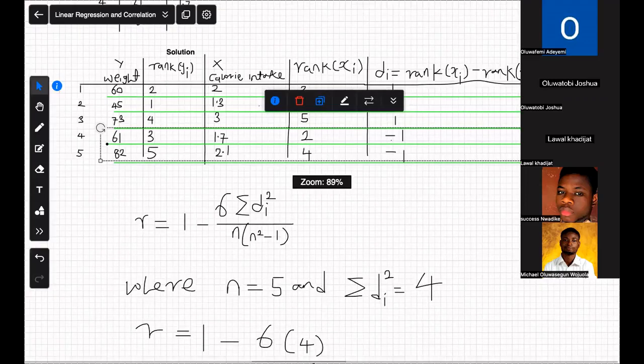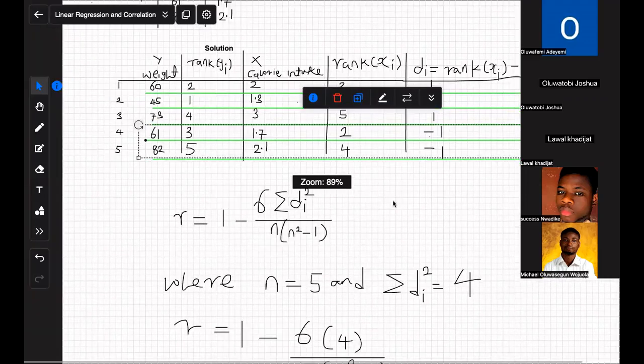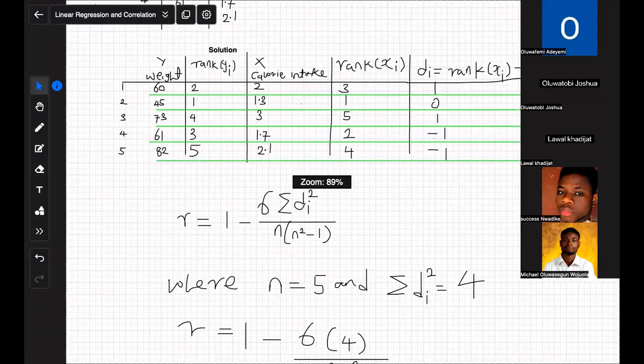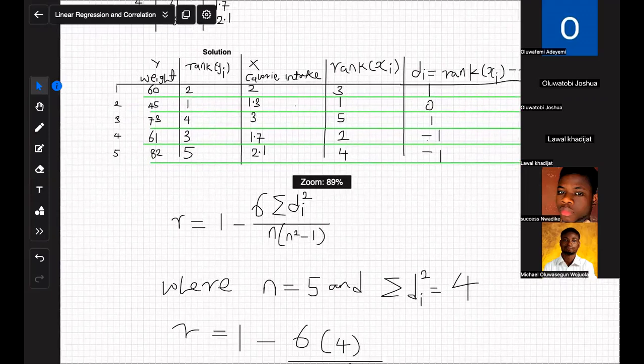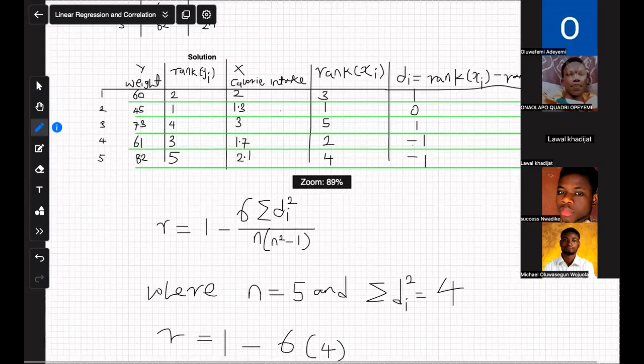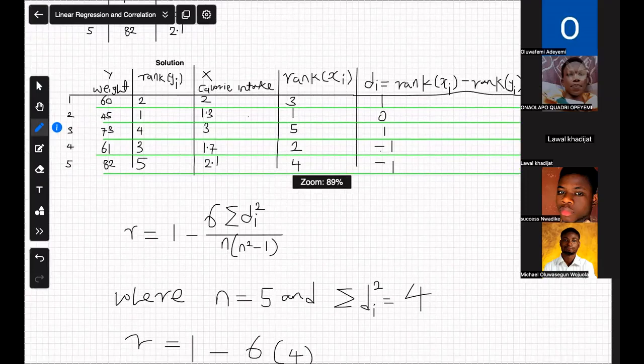And then when we square the ones we had obtained, 1 squared gives us 1. 1 squared gives us 1. 0 squared gives us 0. 1 squared gives us 1. Minus 1 squared gives us 1. Minus 1 squared gives us 1. So when we add all of these, we sum them up, we get 4.